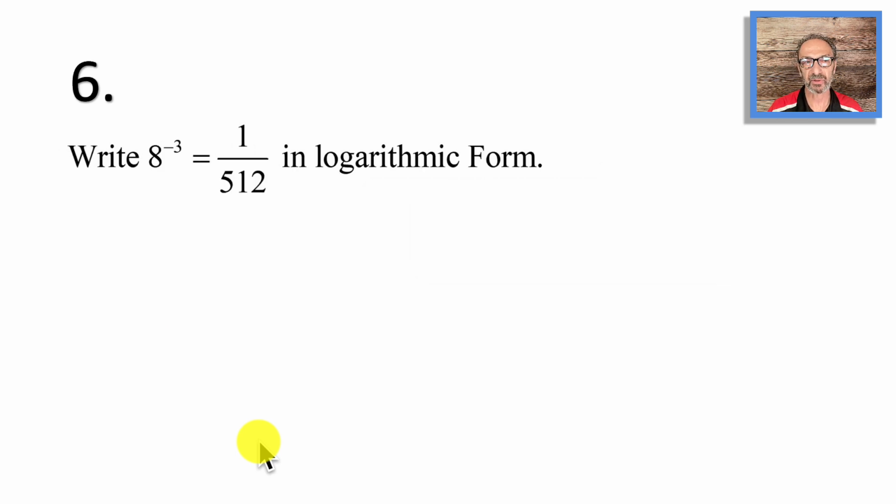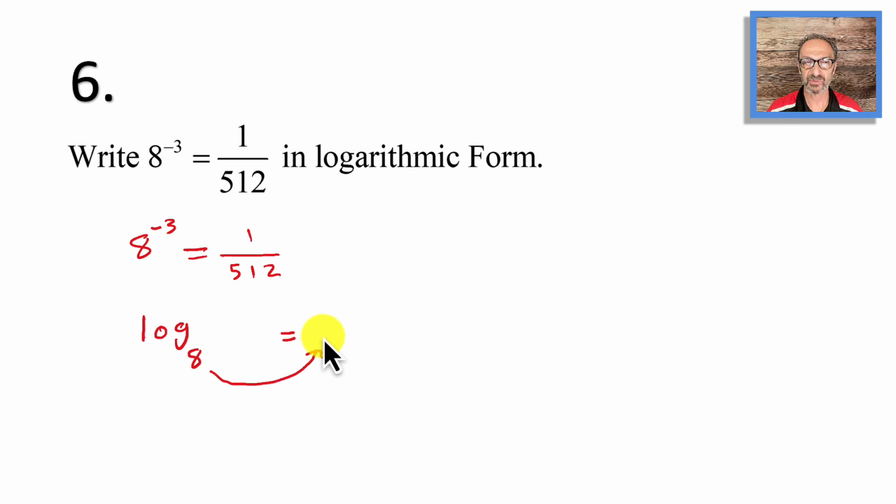One more. To write this in logarithmic form, we write log base 8, and after the equal sign it should be negative 3. This right here, 8 to the power negative 3 equals, we write inside 1 over 512. We call the inside part the argument. And that should do it.